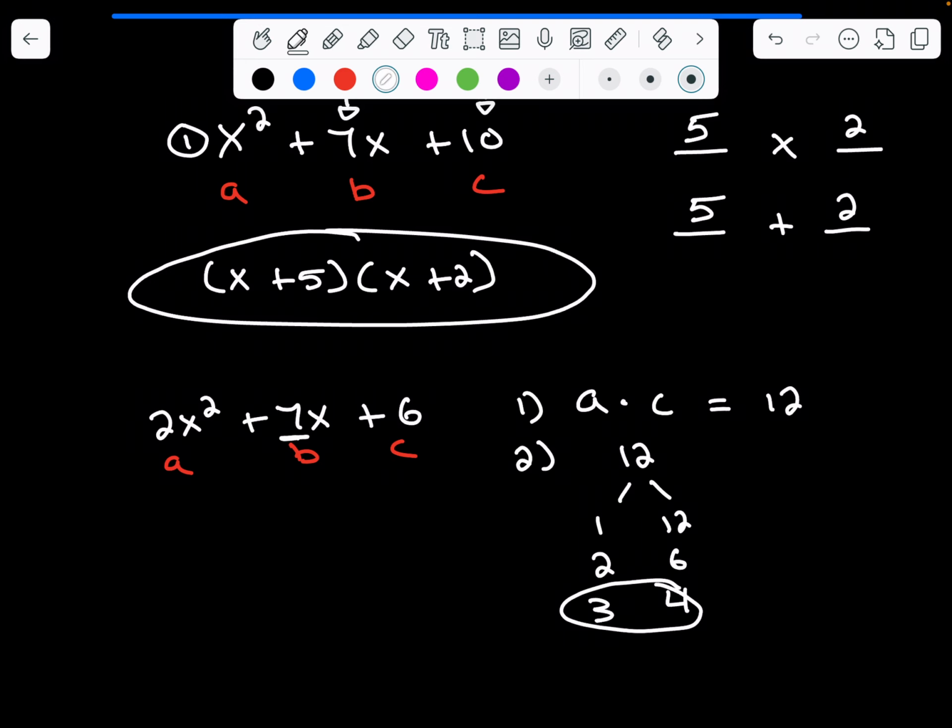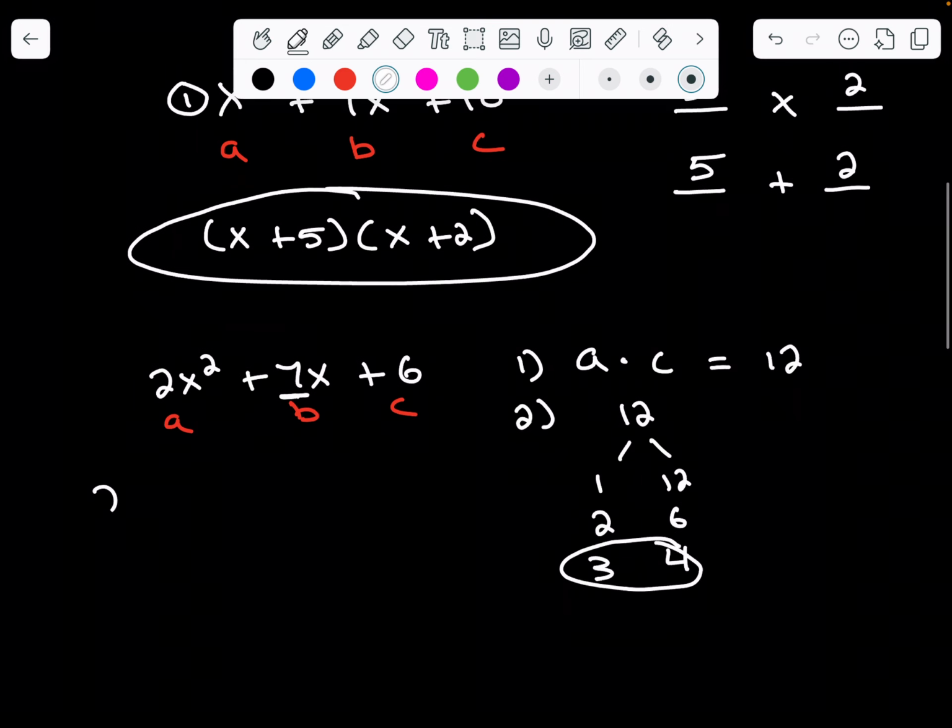So after we've done that, then we're going to rewrite our polynomial, adding these two things in the middle. 2x squared plus 3x plus 4x plus 6. Now, you might notice that if we add these two terms, it is the exact same thing as this. We actually have not changed anything. So now, going back in time, we are going to factor by grouping. So that's our third step. So grouping.